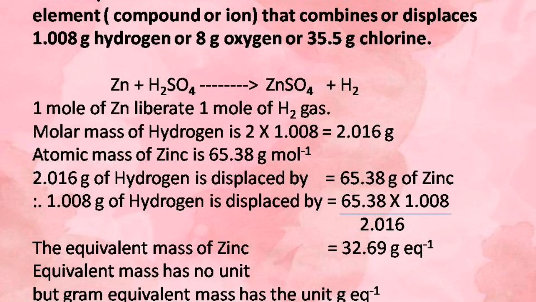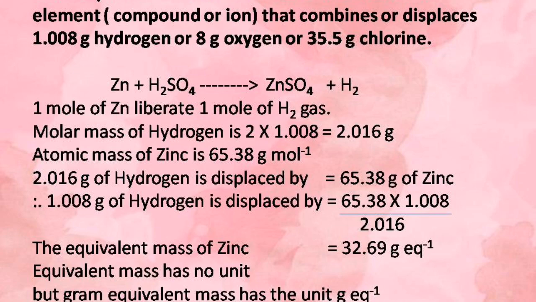Now the definition for gram equivalent mass is, it is defined as the mass of an element or compound or ion that combines or displaces 1.008 gram of hydrogen or 8 gram of oxygen or 35.5 gram of chlorine. Here the 1.008 gram of hydrogen is called the equivalent mass of hydrogen, 8 gram of oxygen is the equivalent mass of oxygen, and 35.5 gram of chlorine is the equivalent mass of chlorine.